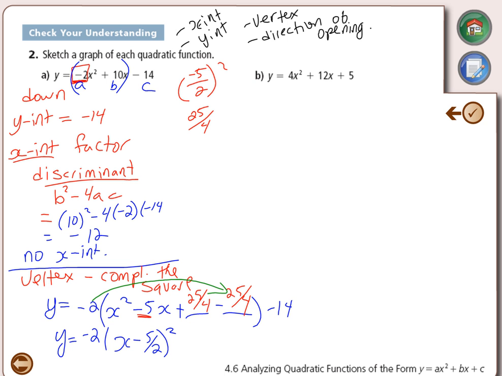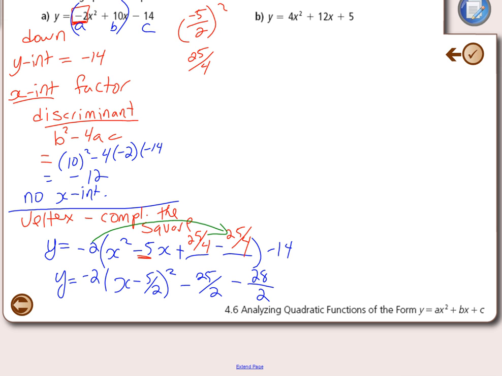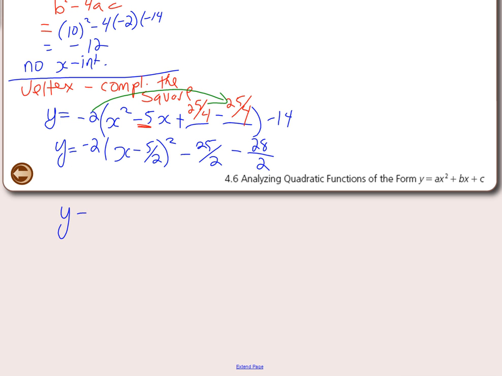Now I've got negative 2 times negative 25 over 4. That's going to give me negative 25 over 2. Minus 14. I need a common denominator, so I'm going to make it over 2 right off the bat. 14, hey, that's 28 over 2. Y equals negative 2 bracket x minus 5 over 2 squared minus, add those up together. That gives me 53 over 2.